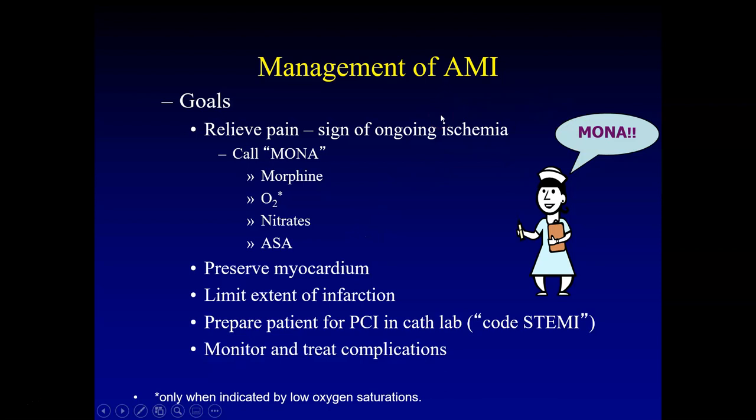Let's get after management of AMI. So, when we talk about the management of AMI, okay, we've done the 12-lead. We've confirmed. We know. We have drawn biomarkers. My troponins are currently elevated. What are we going to do? We're going to activate MONA.